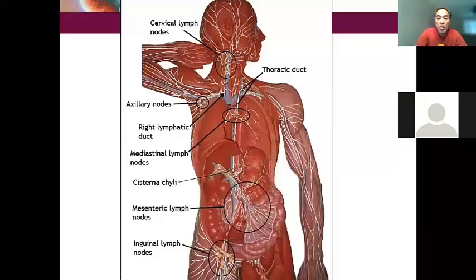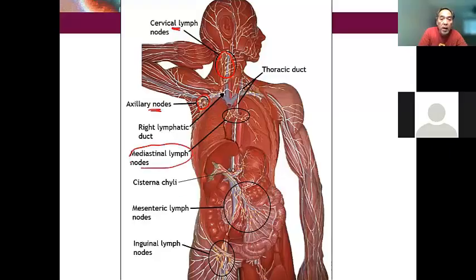Again, another view of the model, okay? Now this is labeled correctly. At the neck, those are the nodes called the cervical nodes. On the armpit, those are the nodes called the axillary nodes, okay? And then we have some of the nodes called the mediastinal nodes. Again, that is the same thing as your tracheobronchial nodes. Tracheobronchial nodes. Okay.